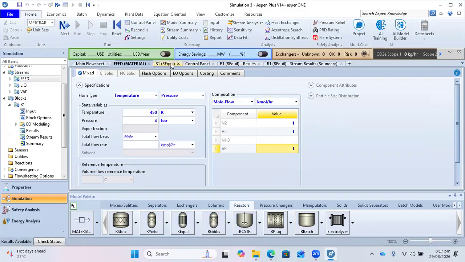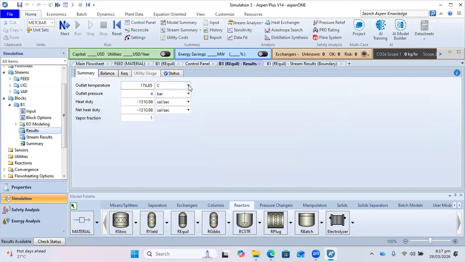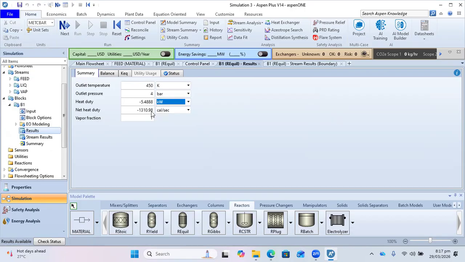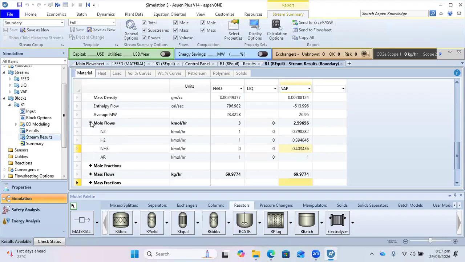So let's check the block results first. That's here. Let's see the duty. So we have something a bit lower, right? We don't have to remove as much heat as before. And then if we check the stream results now, we'd realize that we are having a smaller amount of ammonia than we had previously. I hope that's fine.